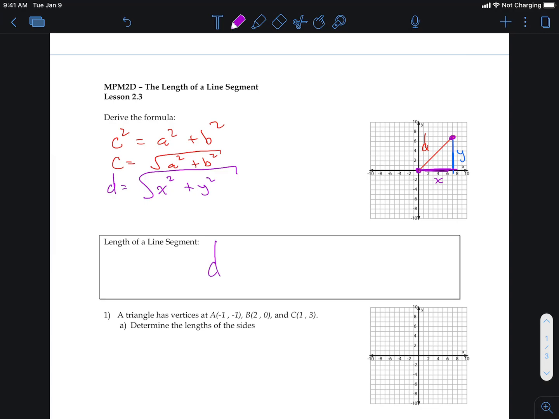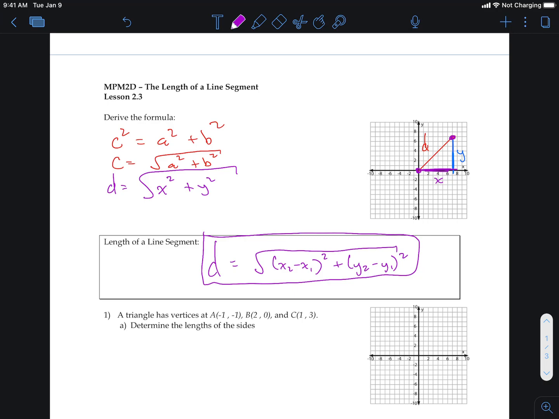So D, distance, is equal to the square root of x2 minus x1 squared plus y2 minus y1 squared. Okay, to answer Sarah's question of whether or not things work if not from the origin, the top question would not work if that was not the origin. This equation is powerful in the sense that you could plug in any 2 points. It does not need to be the origin, and it works.